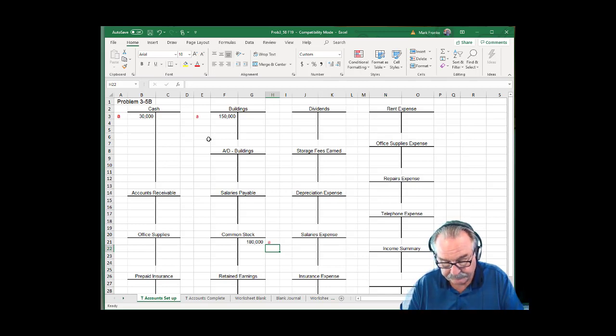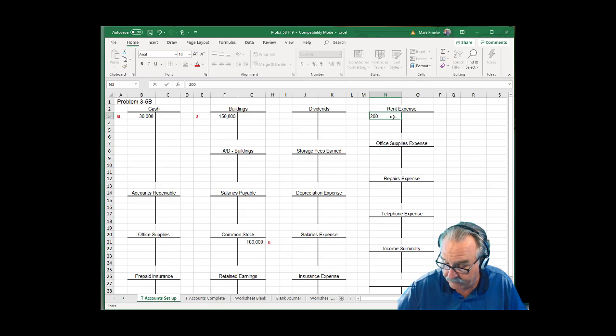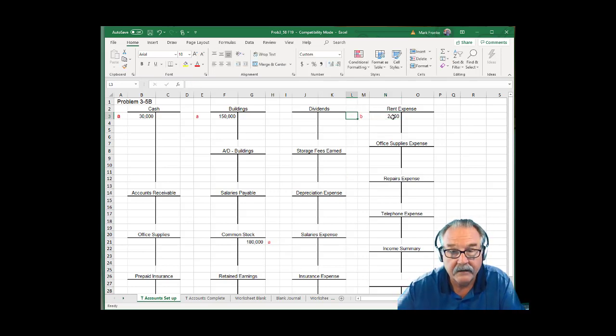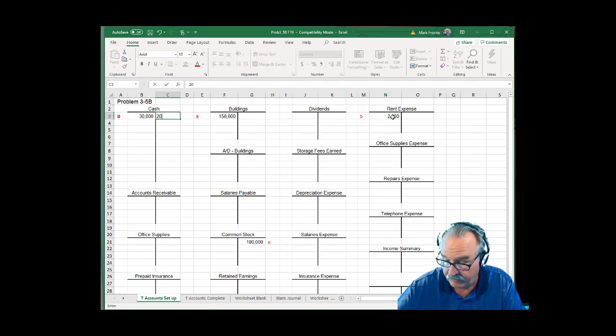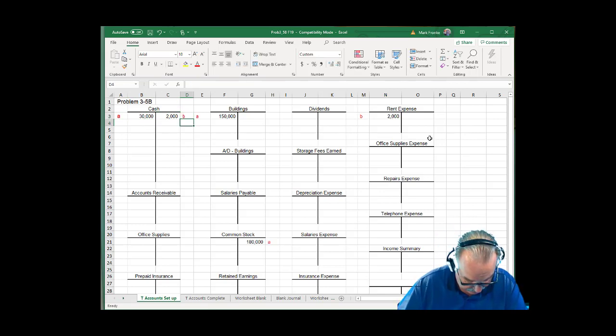Transaction B says, this is on July 2nd, they rented equipment paying $2,000 cash for the first month's July rent. So we're going to debit rent expense for $2,000 and credit cash for $2,000. Cash is going down and we're recording the rent expense.